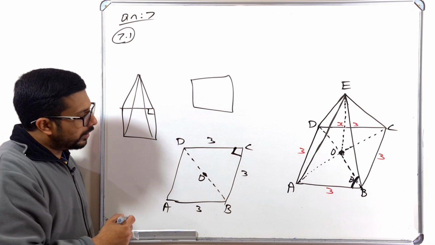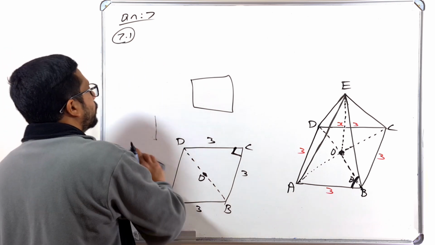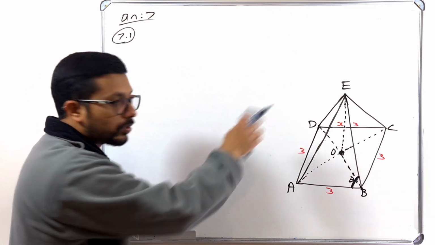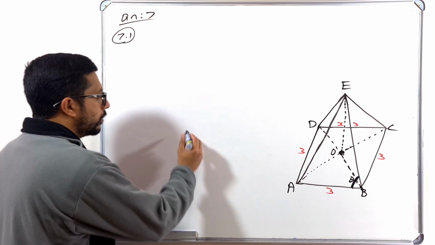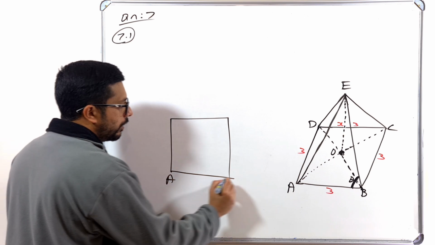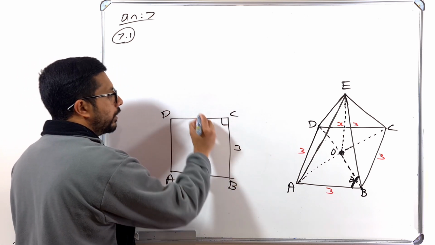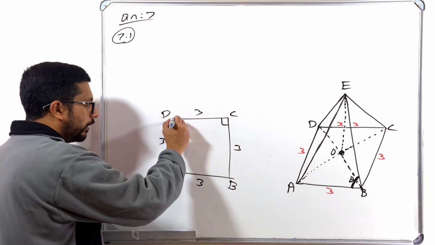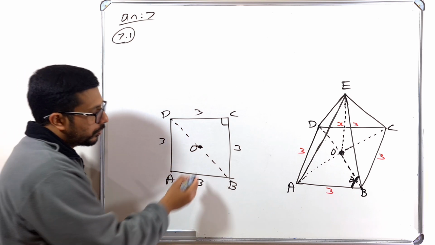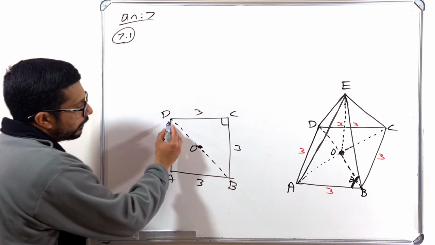Okay, so to avoid confusion, let me draw that one as a square itself. So the base of that pyramid is a square. Let's say this is our A, B, C, D, and this angle is 90. It is given that the sides are 3. And this is a diagonal, and the midpoint is O, and the question is to find the length of OB.